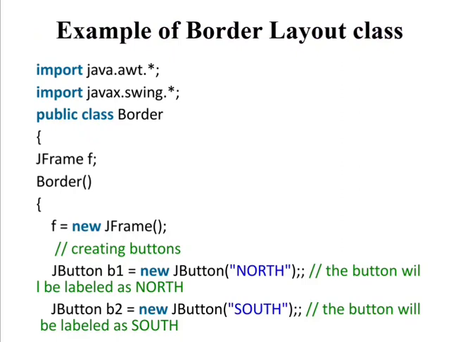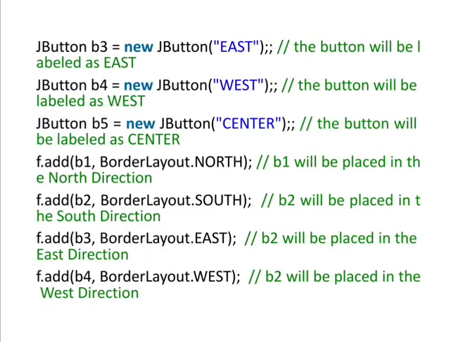Then add to the frame: f.add(b1, BorderLayout.NORTH), that is b1 will be placed in the north direction; f.add(b2, BorderLayout.SOUTH), b2 will be placed in the south direction; f.add(b3, BorderLayout.EAST), b3 will be placed in the east direction; f.add(b4, BorderLayout.WEST), b4 will be placed in the west direction; f.add(b5, BorderLayout.CENTER), b5 will be placed in the center. Then set the size, f.setSize(300, 300), f.setVisible(true), then public static void main(String[] args), new Border(), curly bracket complete.